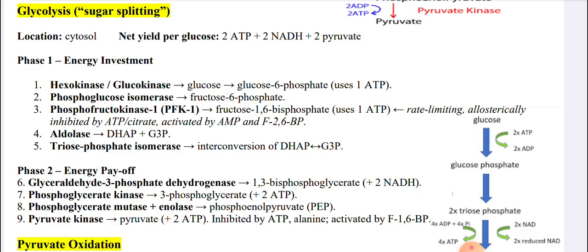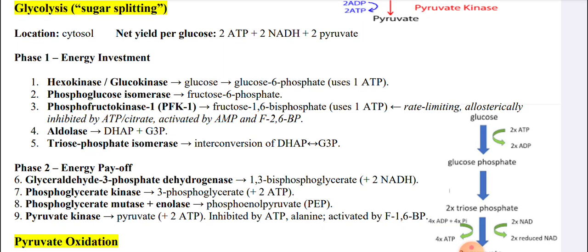Conversely, if the cell is low on energy, signals like high AMP, that's adenosine monophosphate, a sign ATP is really depleted, strongly activate PFK1. And another activator is fructose 2,6-bisphosphate, or F2,6-BP. These signals can actually override the inhibition by ATP, saying we need energy now. It's quite sophisticated. Very cool.